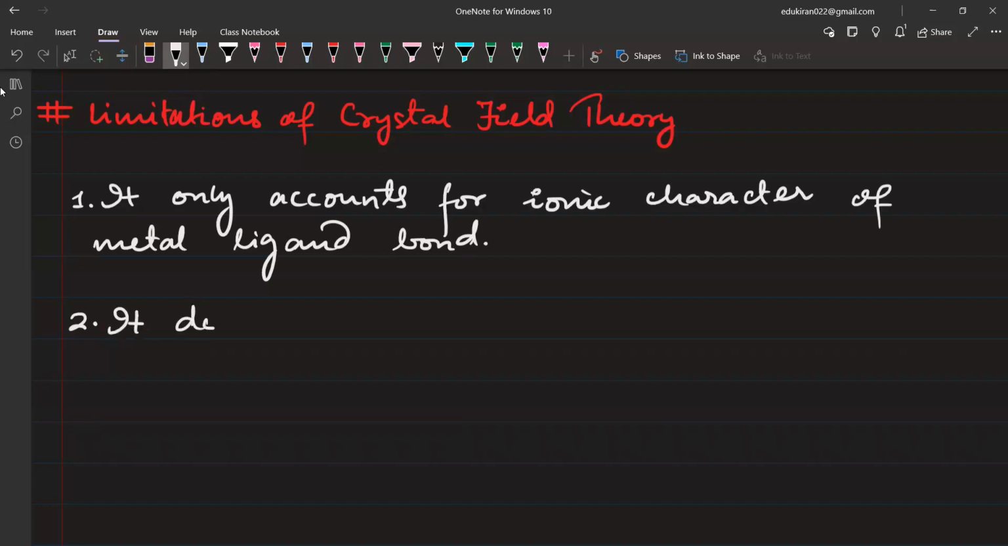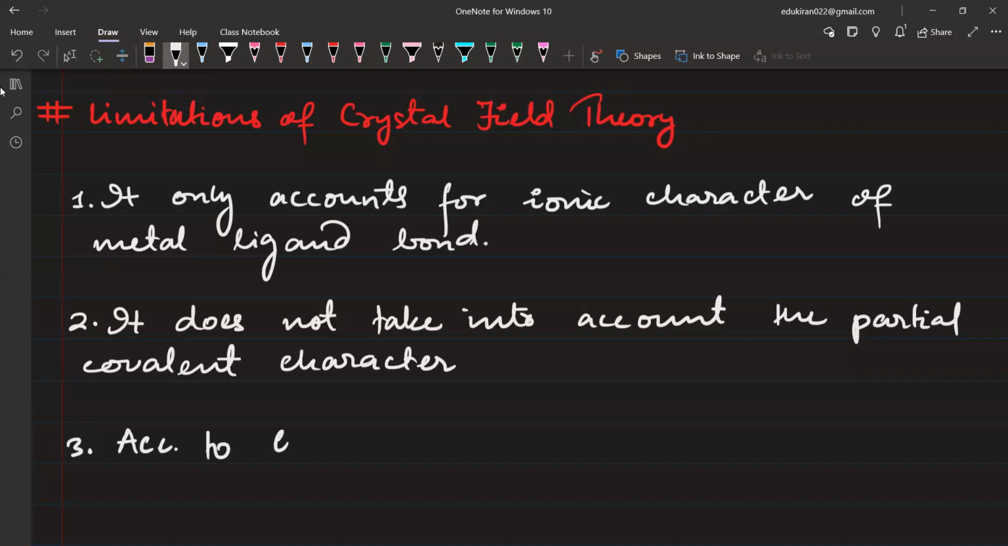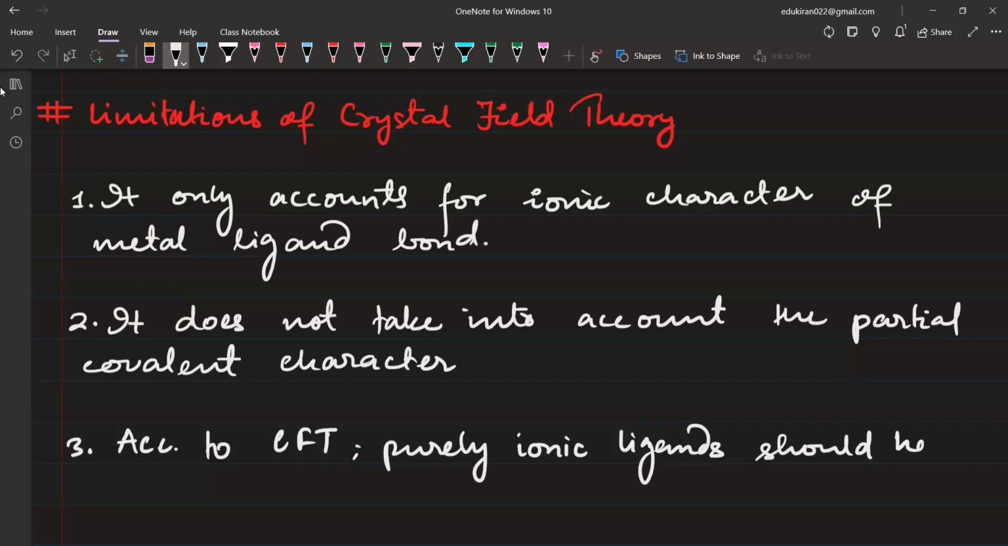ठीक है? It does not take into account the partial covalent character. Third point. According to the crystal field theory, purely ionic ligands should have strong field.